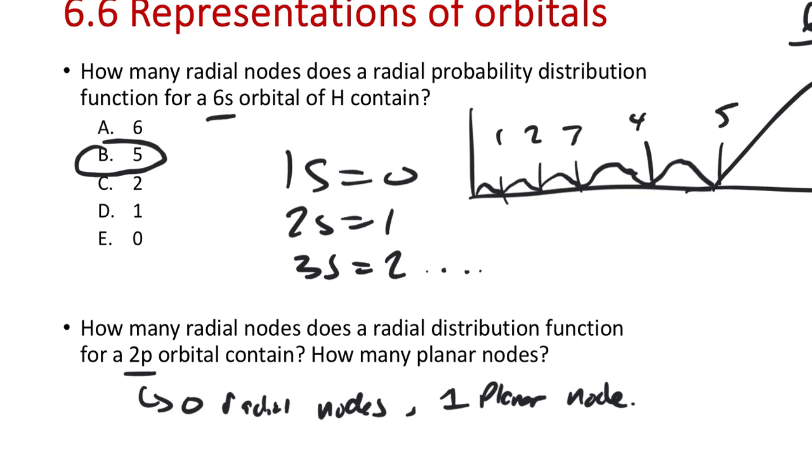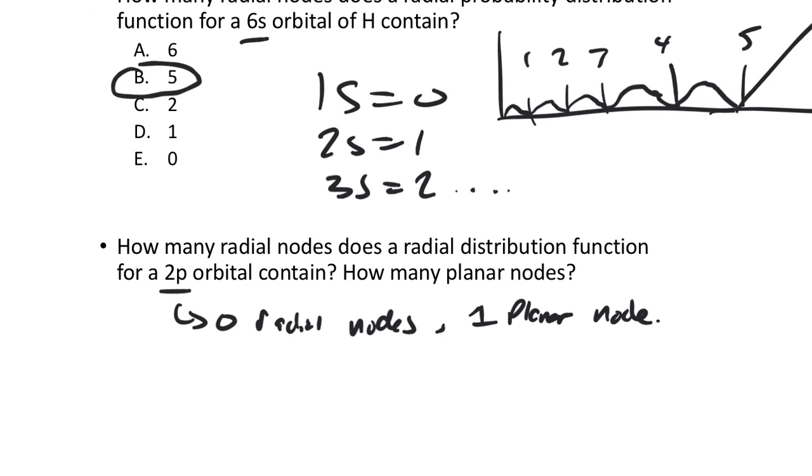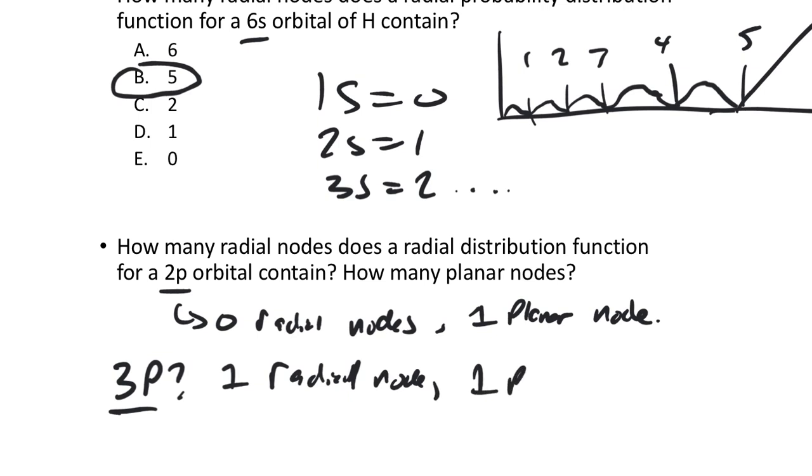We don't often ask about anything but the s orbitals on these questions for whatever reason, but you can imagine if we said, well, what about a 3p? It would then just have that 1 radial node and then still the 1 planar node. The number of planar nodes, I just want to make sure that we see, that's just from the L value. So the L value is still 1 for a 3p. So there's 1 planar node. We pick up the radial node.